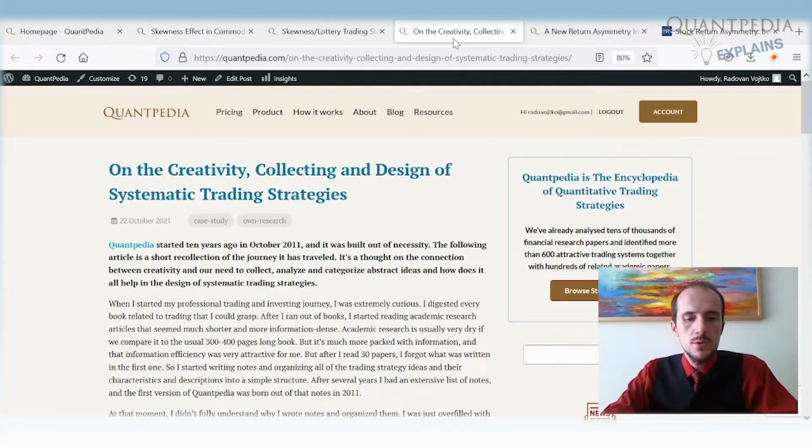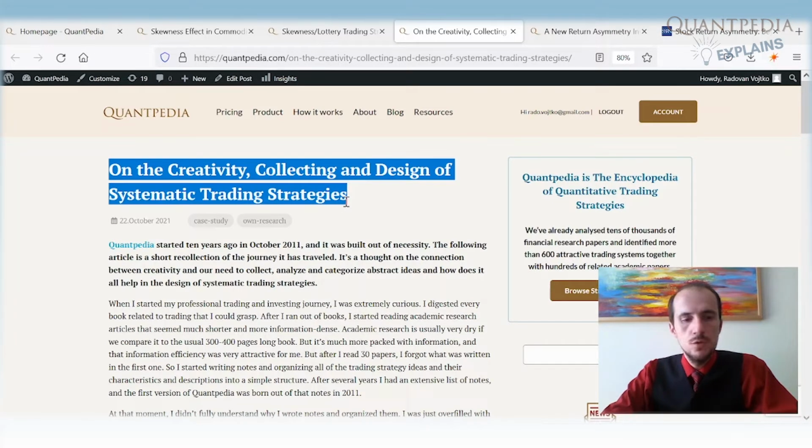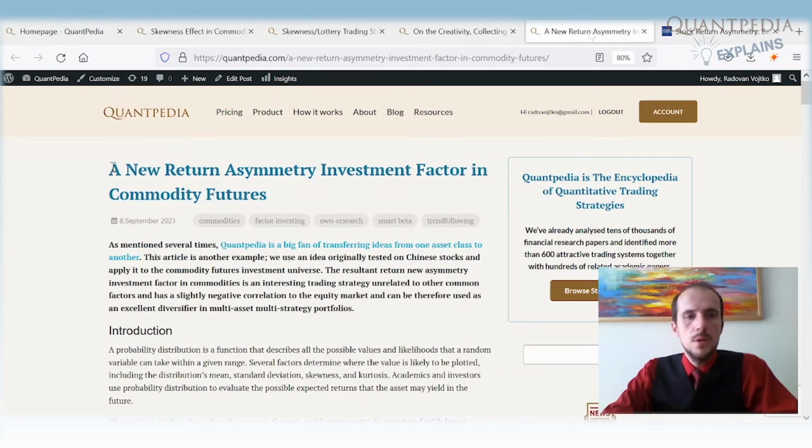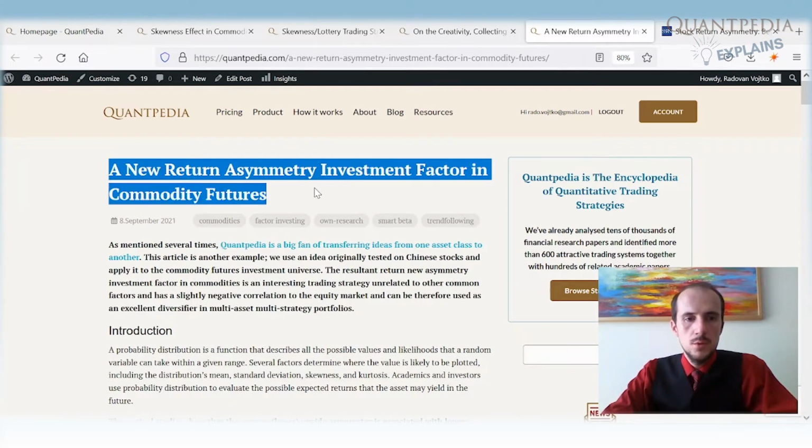For those of you who are interested in how it works, I recommend reading our essay on the creativity, collecting and design of systematic trading strategies. In this essay, I show another finding that we had that's built on an idea from a new academic research paper. We uncovered a new return asymmetry investment factor in commodity futures. So once again, it's a new factor in commodities.